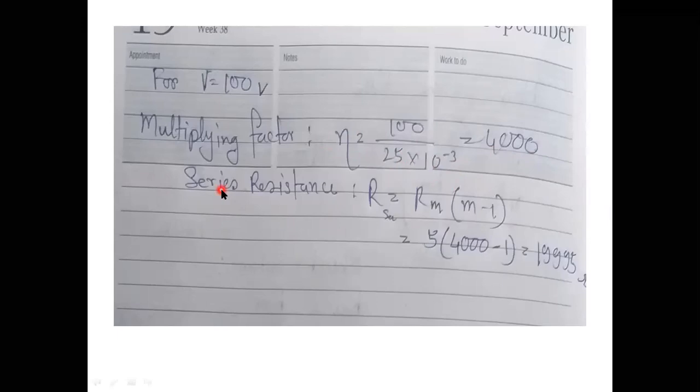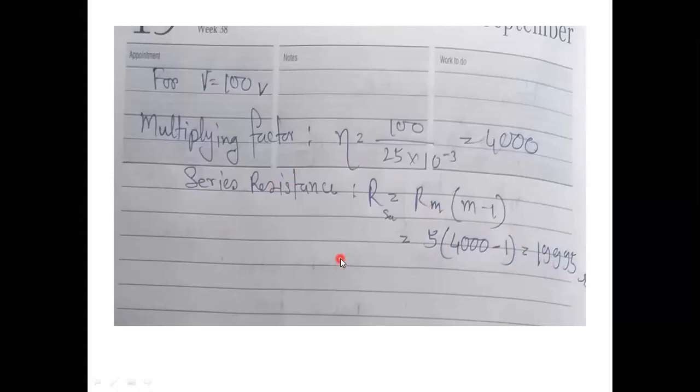Okay, so this is series resistance R, or R series, equal to Rm into (η minus 1). Rm is 5. It is given here, 5 ohm internal resistance. Hence this is the meter resistance, meaning internal resistance, and the multiplying factor is 4000, and minus 1. This is coming 19995 ohm.